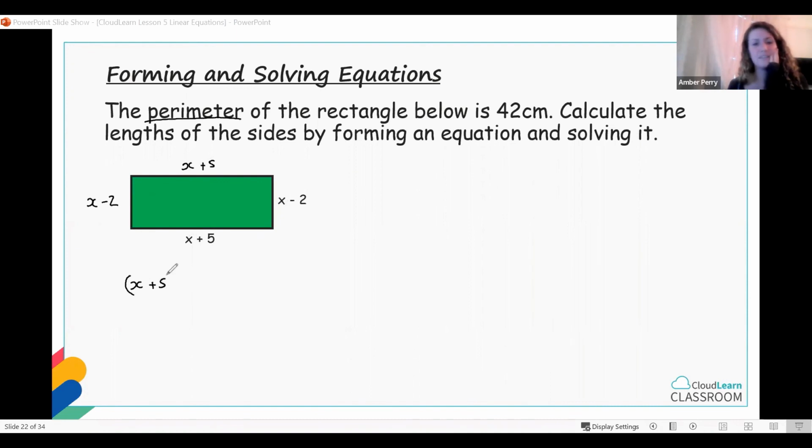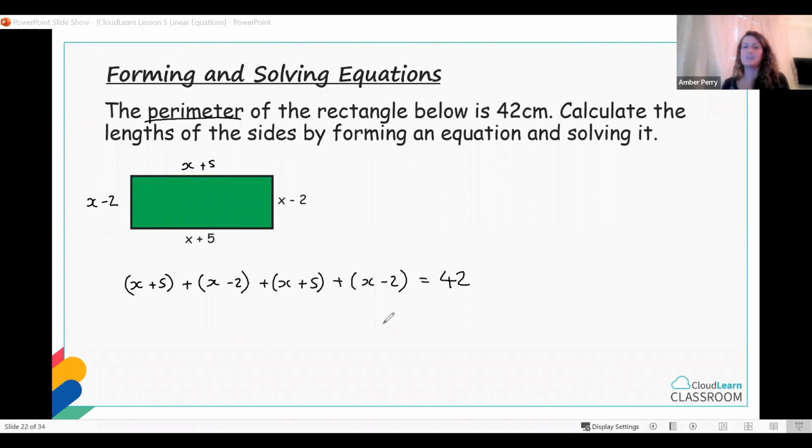I'm going to put brackets around as well. It's not necessarily essential to put brackets when we're doing a question like this, but it's good practice to always put brackets around any algebraic expression that you're working with. So this plus this one, that's (x minus 2) plus (x plus 5) plus (x minus 2), is equal to, so that's our perimeter. We're going to add all four sides together. And then that's equal to 42. We're told that the perimeter is 42 centimeters.